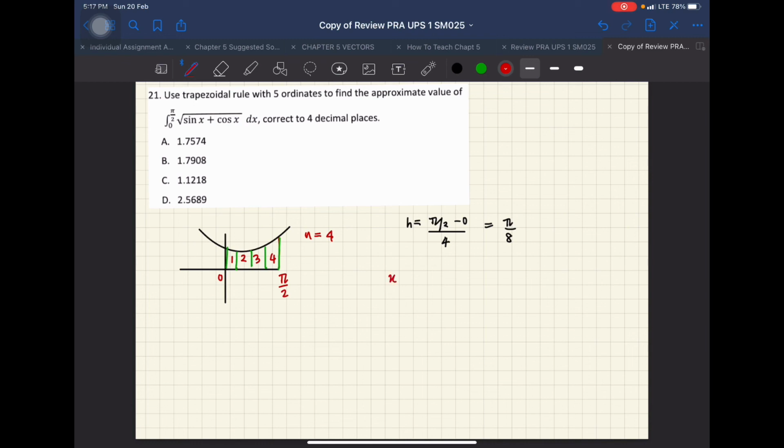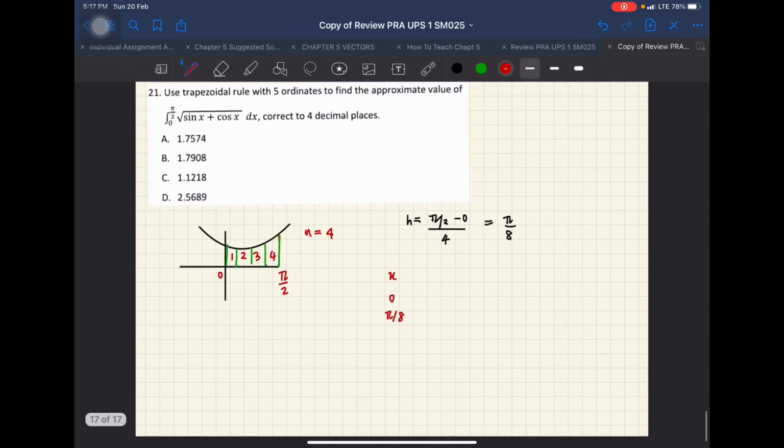First for x, it will start with 0, and then you plus pi over 4, so you get pi over 8. Plus another pi over 8, you get 2 over 8, which is pi over 4. Then add again, you get 3 pi over 8, and then add again you get pi over 2. Settle. So these are the values of x that you get.